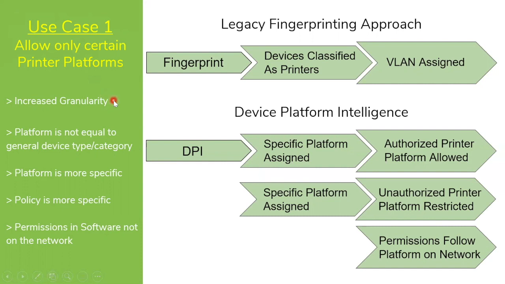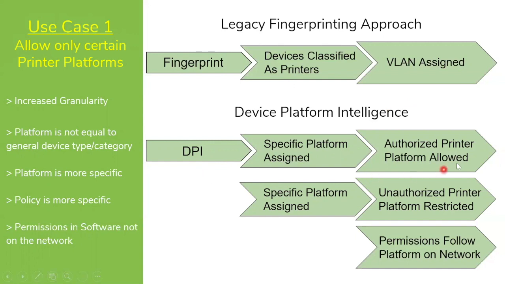Because you have increased granularity about specifically what kind of platform it is, you're not talking about a basic category, and you're able to get more specific. So many times relative to printers, you'll have a printer fingerprint, it'll get classified as a printer, and there will be an action performed like put it into a printer VLAN. What you can do with DPI is distinguish between all of these different printers, by manufacturer, make, model, etc. And then you're able to actually do something with that information.